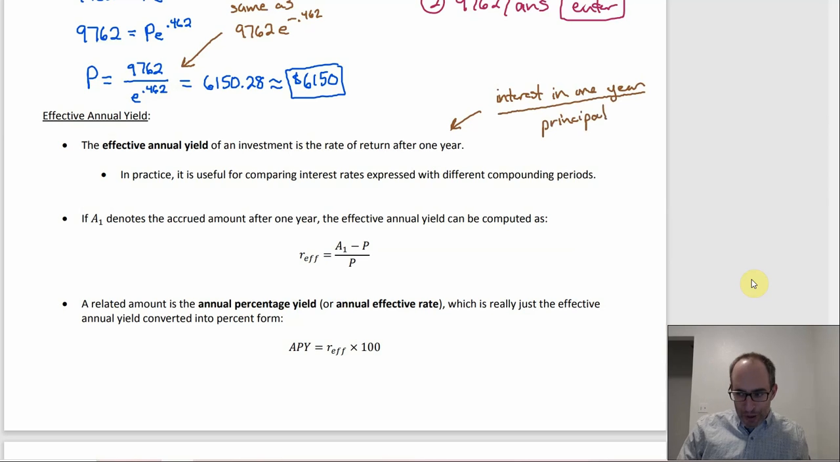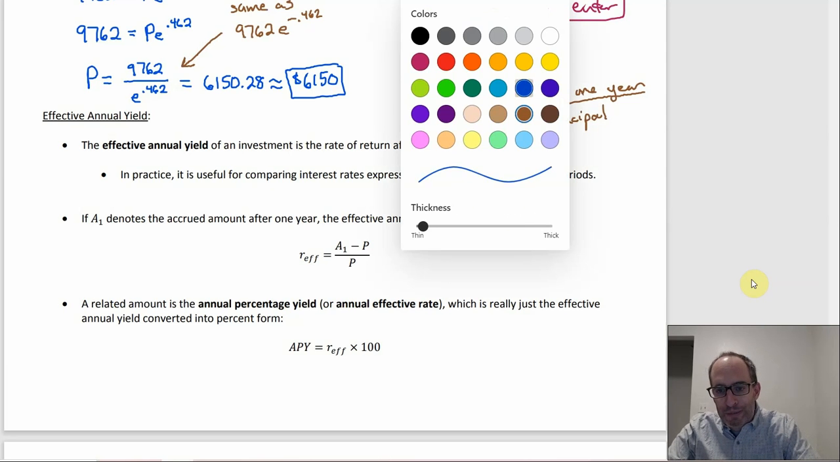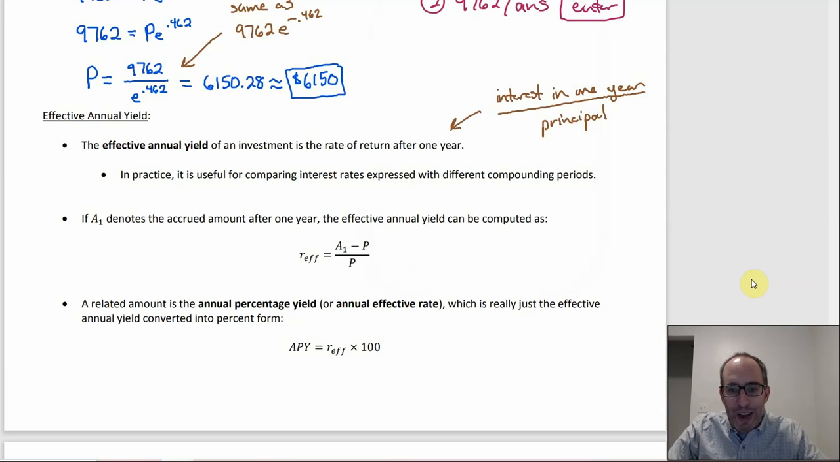However, the way that the formula is set up, it's not set up to just give you the interest directly. So in order to get the numerator, you get the accrued amount after 1 year and then subtract the principal off, because then you'll be left with the interest. And that's basically what you do. And then you just divide by the principal and you've got it.